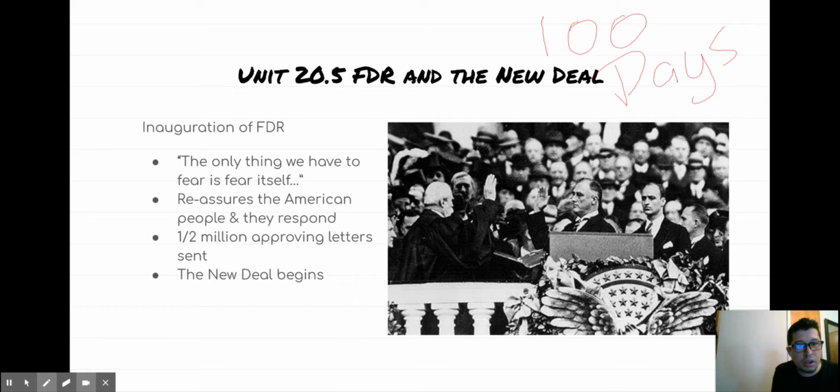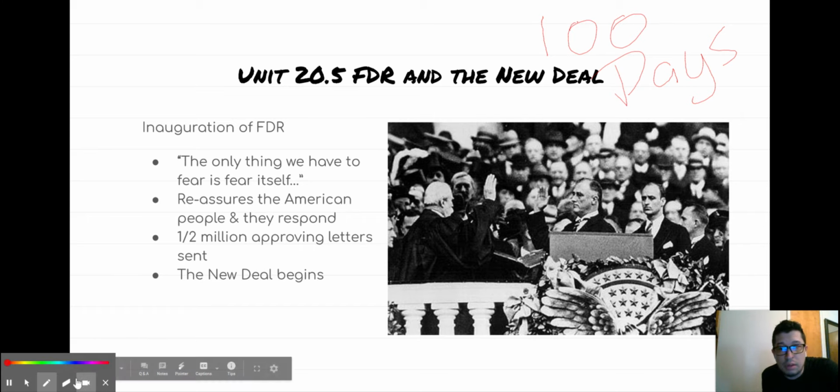As soon as he gets in office, he starts making changes in the kind of the New Deal, right? He starts making all of these sweeping changes to the American system, and he does more in 100 days than most presidents do in their full 4-year term. So the 100 days is now how we measure how effective or how revolutionary a president is going to be. And that comes from FDR and what he did during the New Deal.